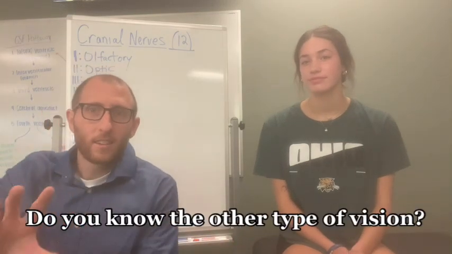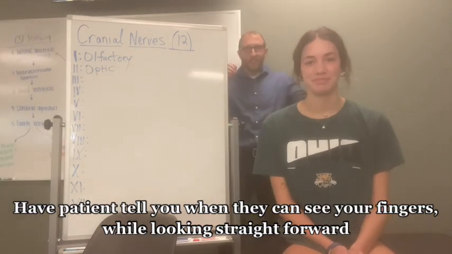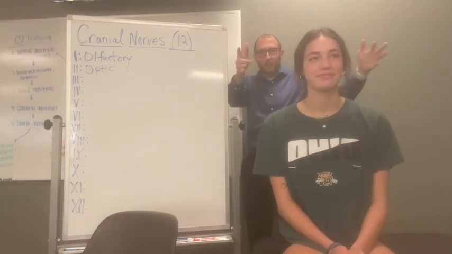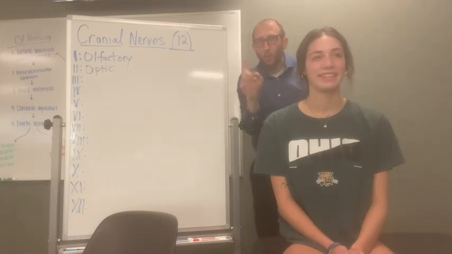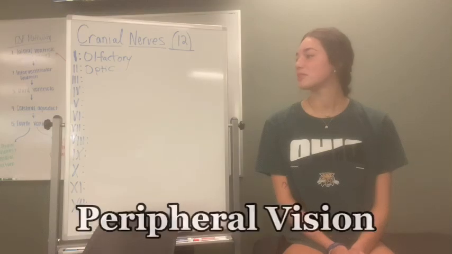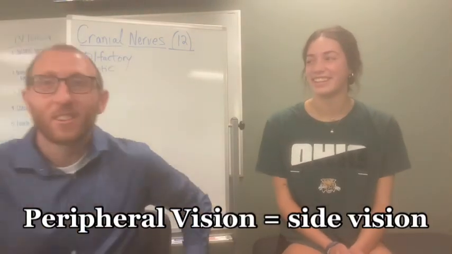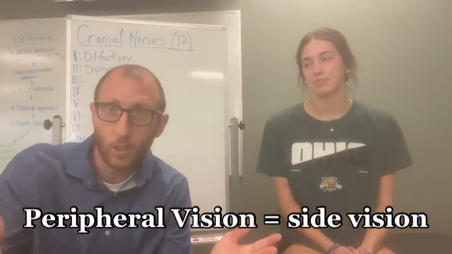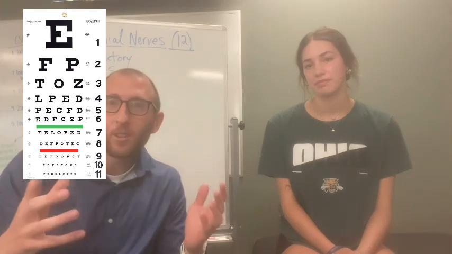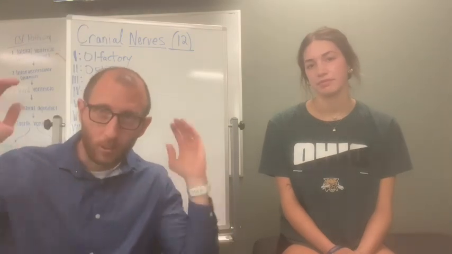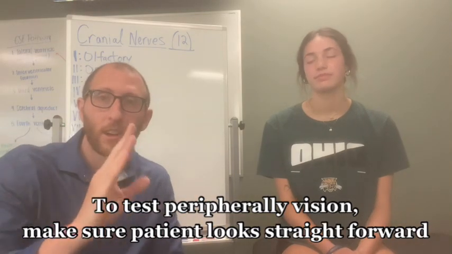Hang here. And Olivia, tell me when you can see my wiggling fingers. No. What type of vision is this? Peripheral? Yes, this is peripheral vision right here. You not only have visual acuity, which was this chart, but you also have peripheral vision, which is how you can see on the sides as you're looking straight forward.